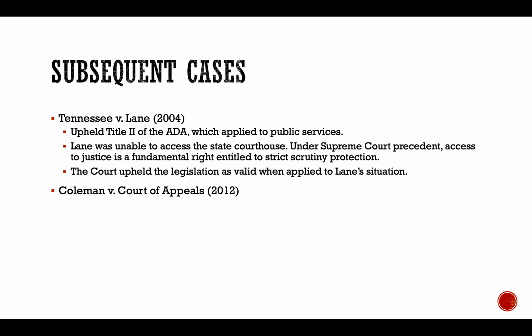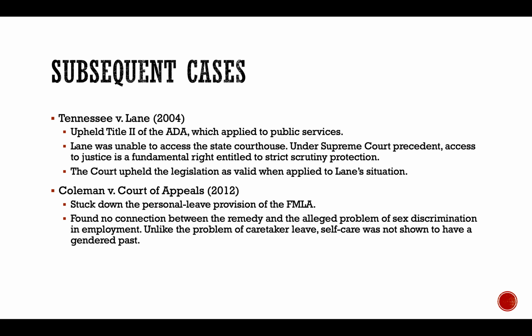All right, and then the last case, the most recent one here, in note 3 of the book on page 1008, is Coleman versus Court of Appeals. So now this comes back to a different section of the Family and Medical Leave Act. And here the court is dealing not with the caretaker provision, which allowed leave to take care of your child, spouse, or parent. This was the self-care provision, which allowed you to take leave to care for yourself if you were ill. And here, the court strikes down the personal leave provision as a valid Section 5 exercise. Because here, the court found no connection between the remedy and the alleged problem of sex discrimination.